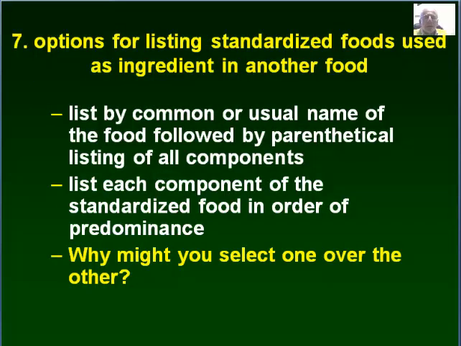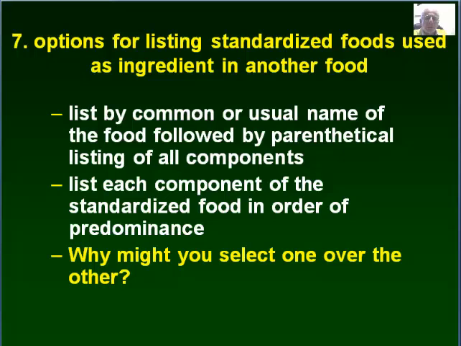Options for listing standardized foods used as ingredients in another food. It's listed by the common or usual name of the food, followed by a parenthetical listing of all components. Or list each component of the standardized food in order of predominance. And my question to you is, why might you select one or the other of these? Let's look at an example. So you're making a new product, and one of the ingredients in your product is going to be, say, Heinz ketchup, as an example.